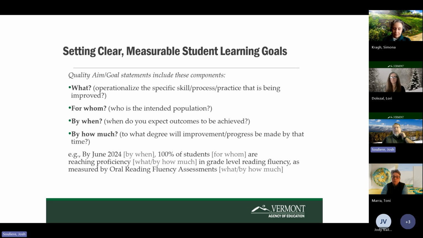Setting clear, measurable student learning goals entails 4 basic criteria: the what, for whom, by when, and by how much. The what component operationalizes the specific skills and processes and practices that are being improved. The for whom component identifies the intended population for whom the goal is set. The by when component identifies when you expect outcomes to be achieved, and the by how much component indicates the degree of improvement you expect will be made by that time.